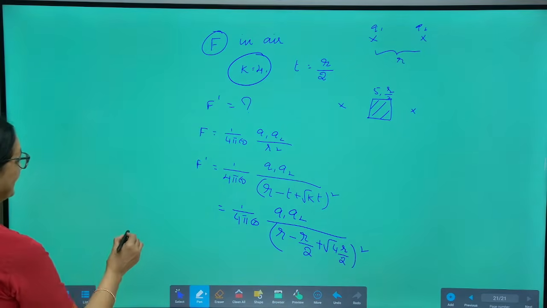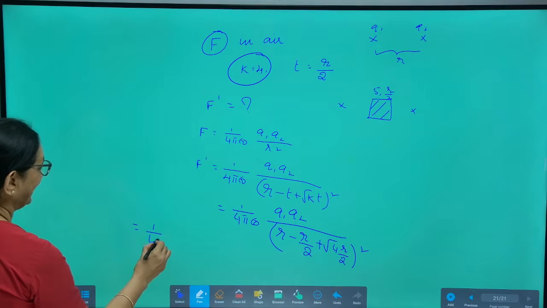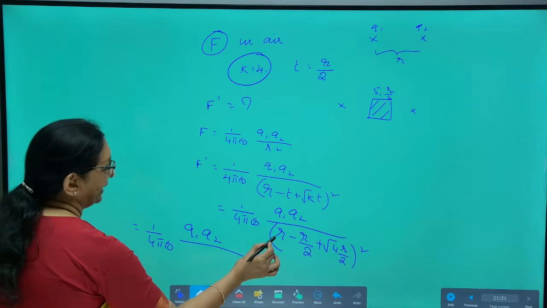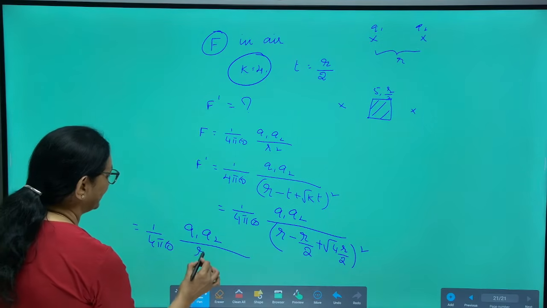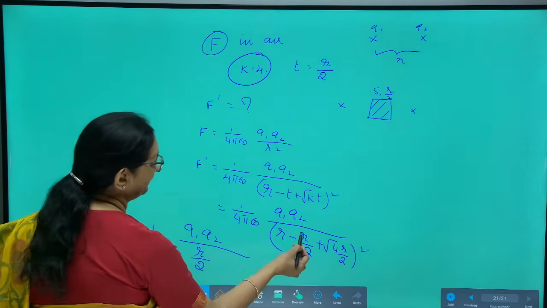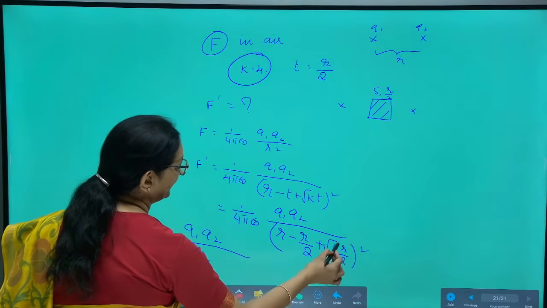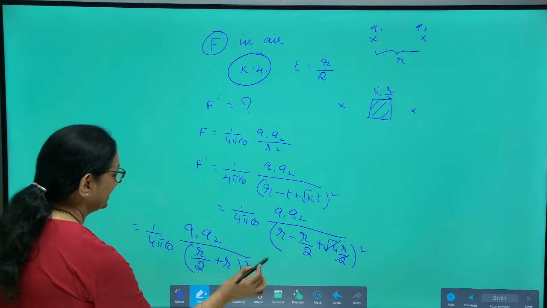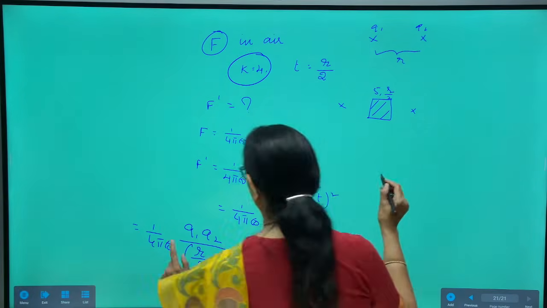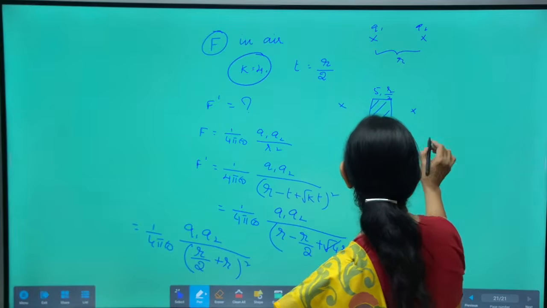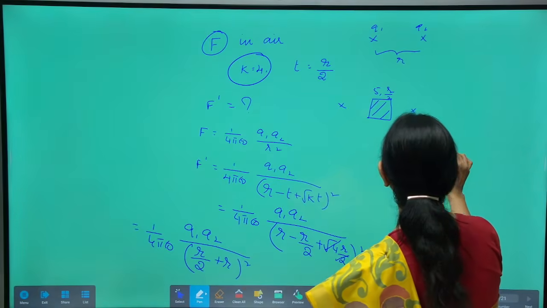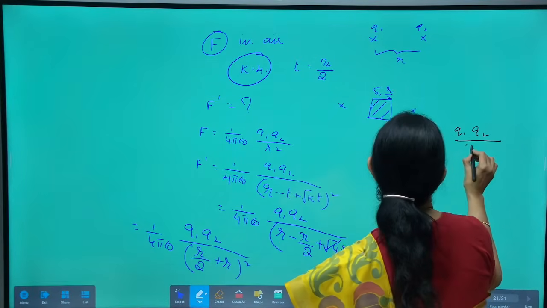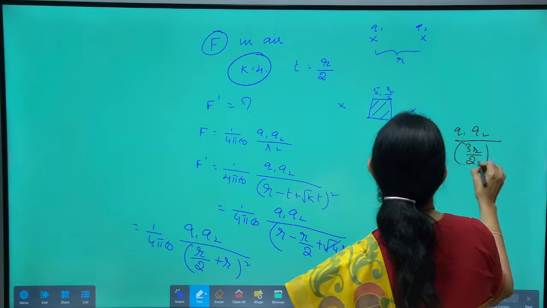So, what happens is 1 by 4 pi epsilon naught Q1 Q2 by R minus R by 2, that is R by 2. This and this gets cancelled, plus R whole square. So, I am rewriting this here. F dash is equal to 1 by 4 pi epsilon naught Q1 Q2 by R plus R by 2 is 3R by 2 whole square.